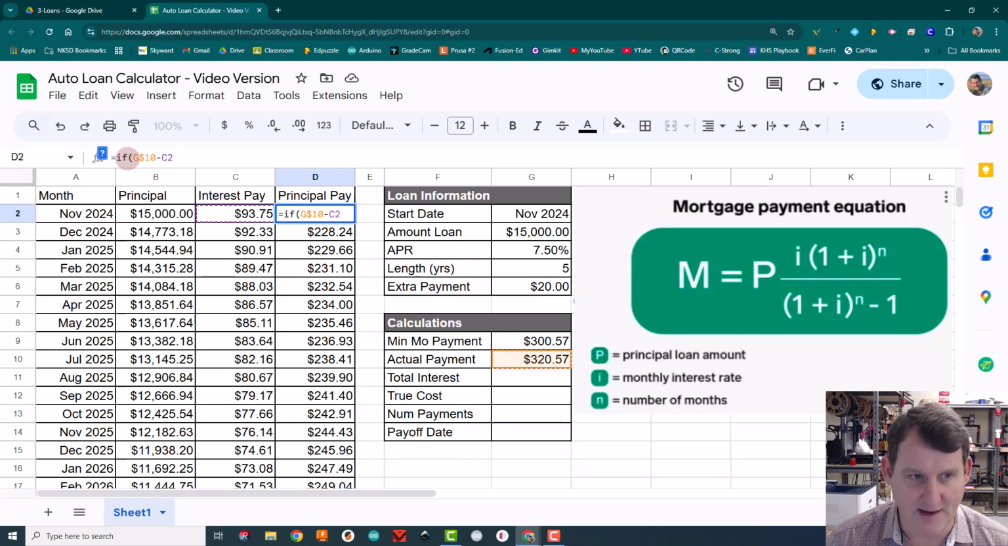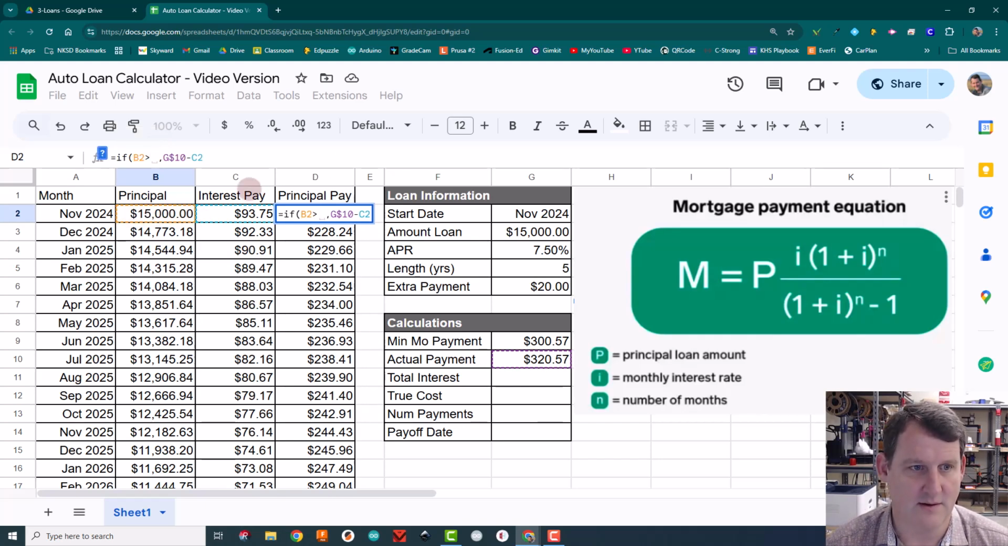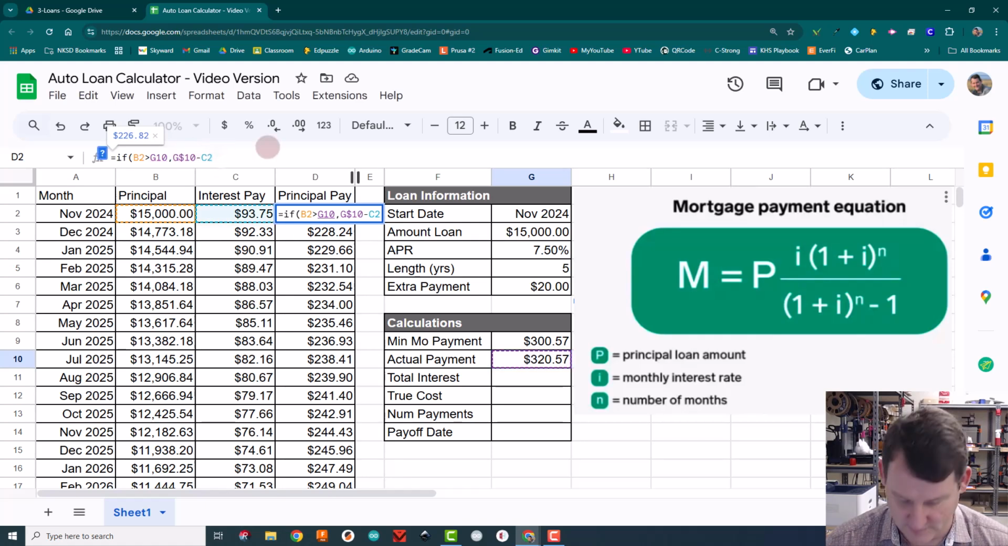Then I'm going to hit a comma real quick and then go back to the first one and say, now that I have a comma here, I can do stuff in this first one. Say, hey, if this is greater than... So if the principal I owe is greater than my actual payment, then I want that to happen. I want you to do a normal calculation.